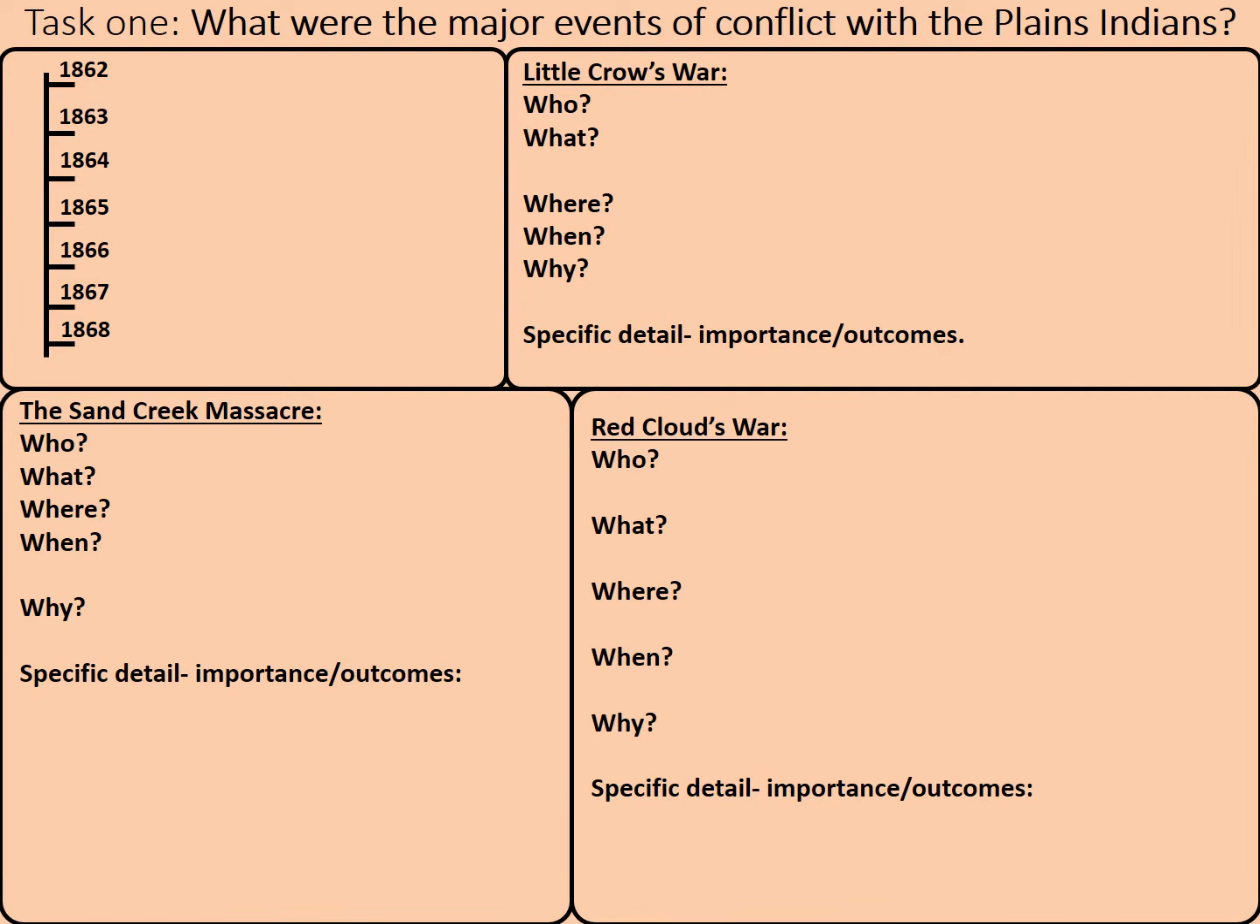So, the first large task that we're going to do is some summaries of three major events. You can plot these on a timeline like the one on the screen, or you could even make a sheet like this of your own if you haven't got a copy. They're going to be Little Crow's War, the Sand Creek Massacre, and Red Cloud's War.